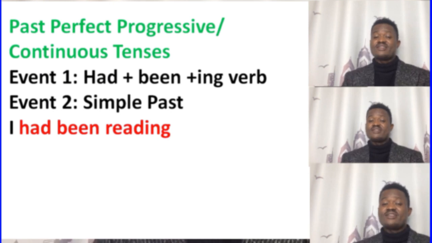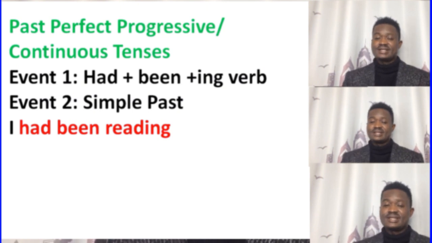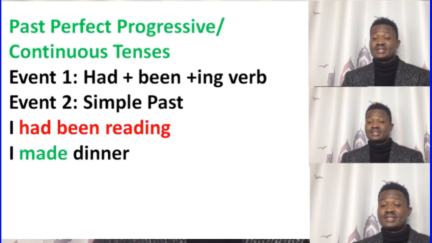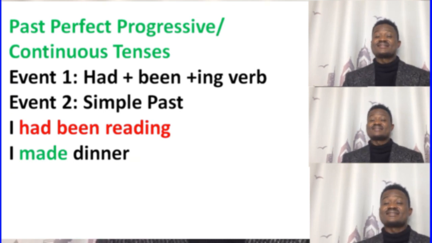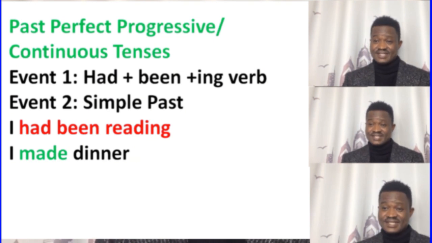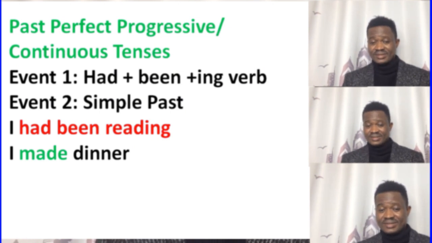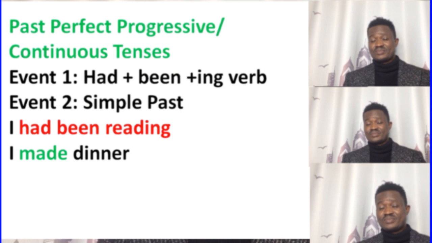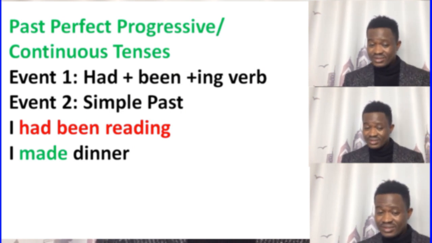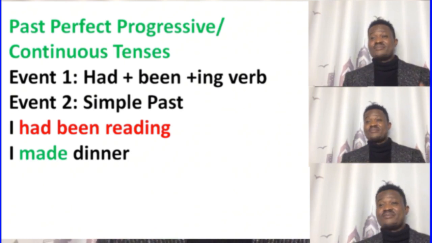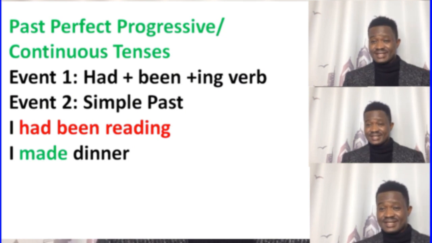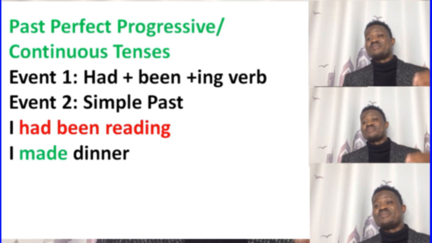I have been reading. So what is I have been reading? Past perfect progressive. I have been reading. Right? I made dinner. That is a simple past. That is the second event. So the first event, I have been reading, and the second event, I made dinner. You know? So these are all in the past. And one of the events is in the past progressive. The action is in the past and it's still going on. And the other action, I made dinner, is the action that is already in the past.